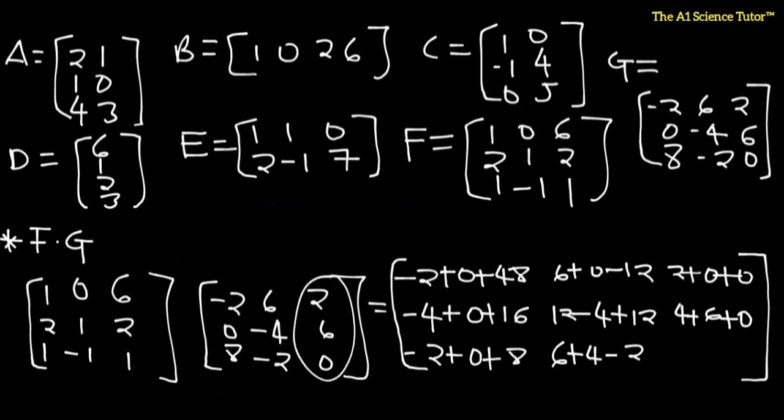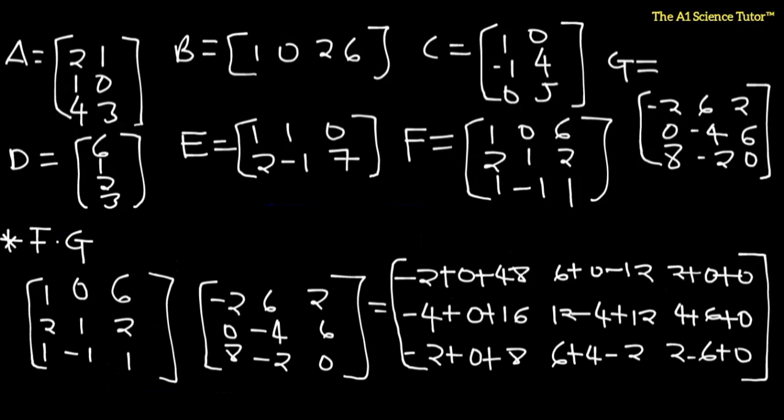Now we have the last column. So this will be 1 multiplied by 2. That will be 2. Then we have negative 1 multiplied by 6. That should give us a negative 6. So I'd write that there. And we have 1 multiplied by 0, which basically gives us a 0. So this is how to work it.